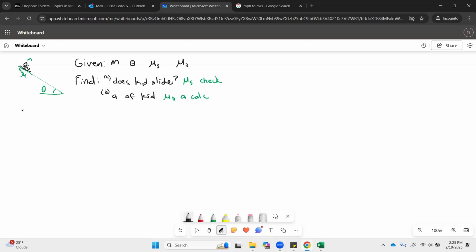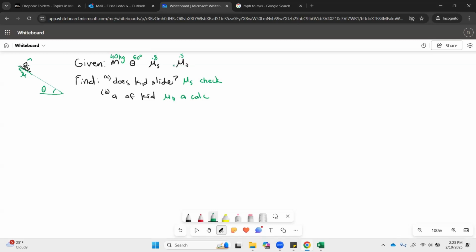Okay, so first step, actually, let's assign some values here. We'll say that the child weighs 40 kilograms, so that's about 80 pounds. The angle of the hill maybe is 60 degrees. The static friction between the cardboard and the hill is going to be 0.8, and the dynamic friction is going to be 0.5.